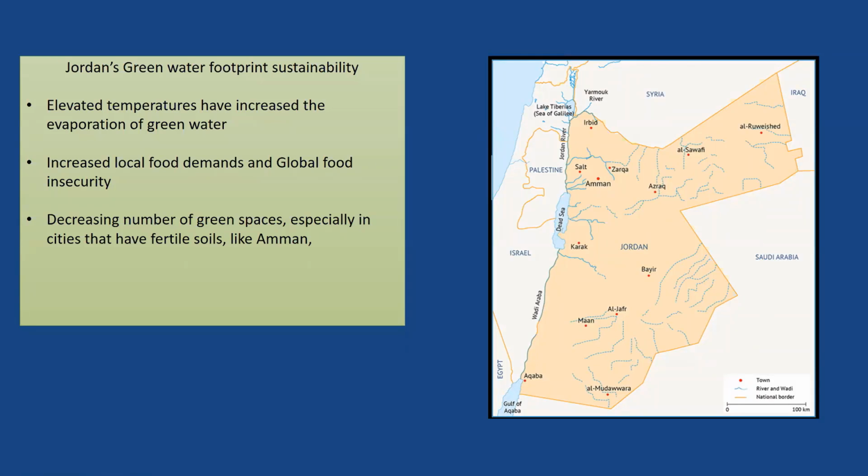Jordan's green water footprint: we have elevated temperatures, increased evaporation of water for crops, increased local food demands and global food insecurity, and a decreased number of green spaces, especially in cities that have fertile soils like Amman.